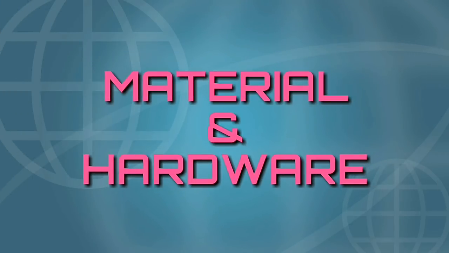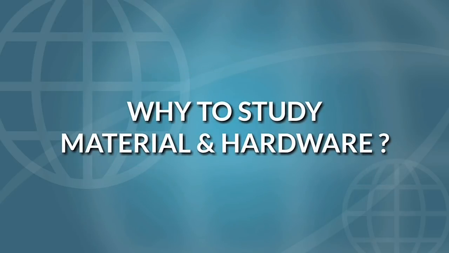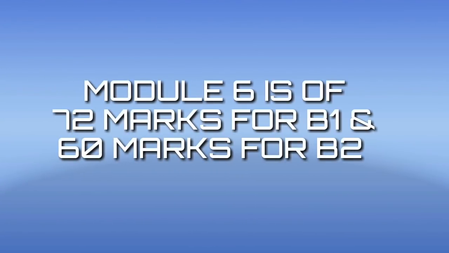Module 6 is about material and hardware. Now, why study material and hardware? As a technician and engineer, we must know what material our fasteners are made of, how to deal with corrosion, how to handle composite material, and many more answers become clear if we study Module 6. So let's get started. Module 6 is of 72 marks for B1 and 60 marks for B2, but there is not much difference in the syllabus. Whatever I will be discussing will be similar for both B1 and B2 category.